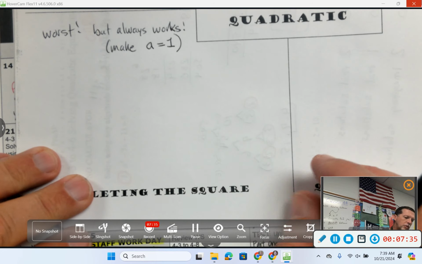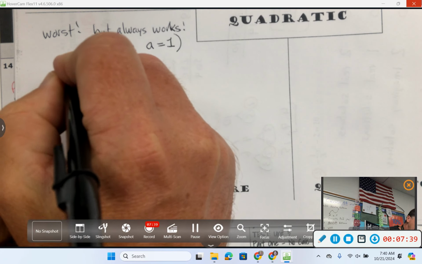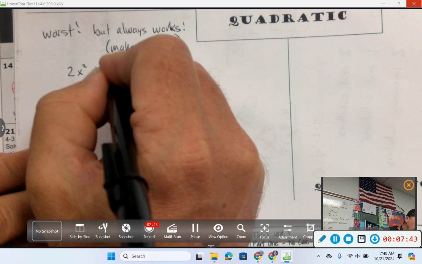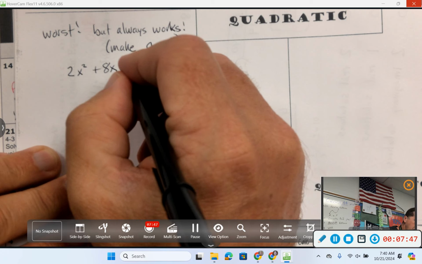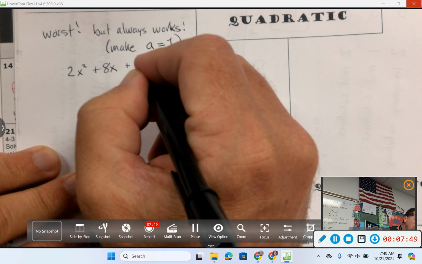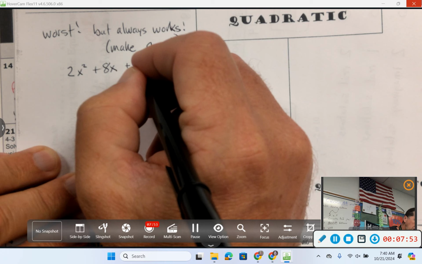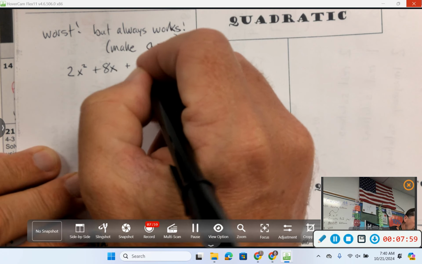Let's see, do we want to do one of these? You're like, no, not really. 2x squared plus 8x, I'll make one that works. Plus, what should we do? I want to make it big, but not too big. Plus 40.